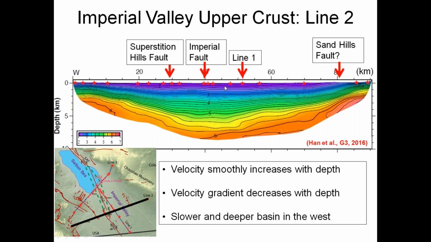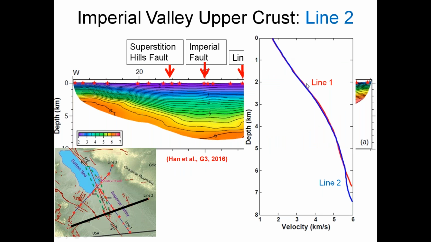Similar to line 1, we have velocity increasing smoothly from slow sediment with depth into faster crystalline rock. And the velocity gradient at depth is smaller than that at the surface. Also, you can see the basin in the west is slower and also deeper, to the west of line 1 or to the west of the Imperial fault.